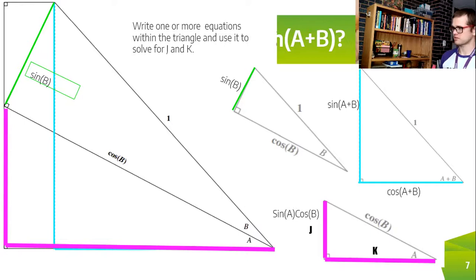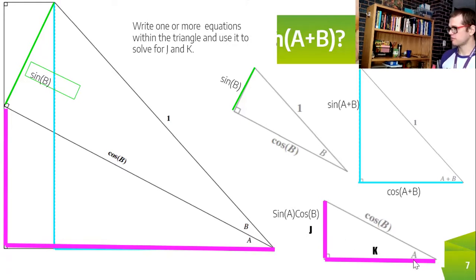I get sine of a times cosine of b and cosine of a times cosine of b. So let's pump the brakes and go back to why it's that. Well, from angle A, let's say I did sine of A. Sine of A would equal j divided by cosine of B. And again, up here, I mentioned I wanted to solve for j. So if I multiply both sides by cosine of B, that's how I get sine of A times cosine of B, which is this length right here, this value j.